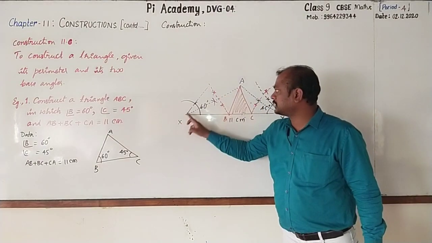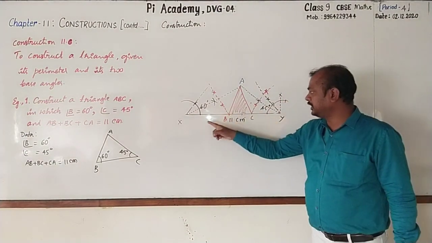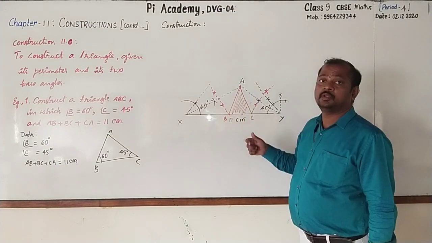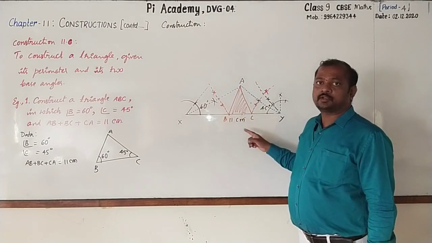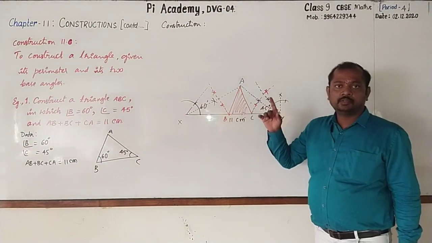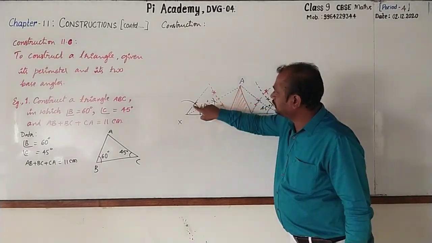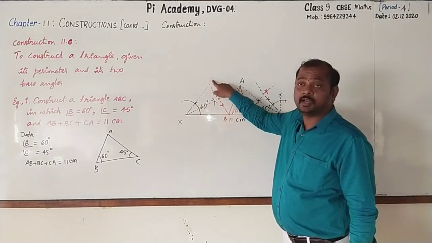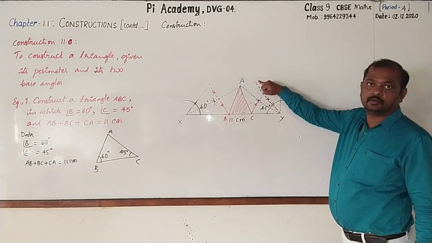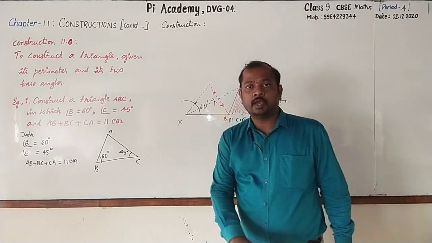Draw the perpendicular bisector to AX, and the perpendicular bisector to AY. Both will intersect XY at B and C. Join AB and AC. ABC is the required triangle. And to check whether your construction is correct or not, you have to follow one thing. Here AB should be parallel to this 60 degree angle line, and AC should be parallel to the 45 degree angle line. Got it? Okay, now let's move on to the actual construction.